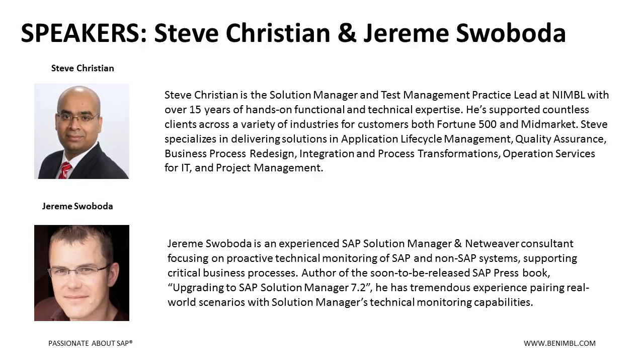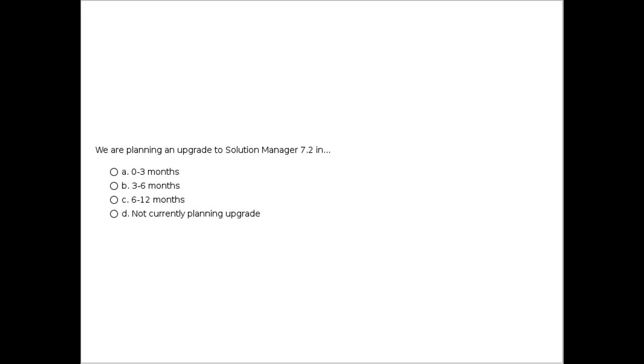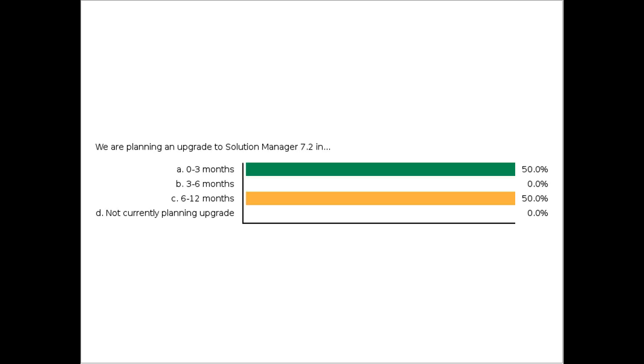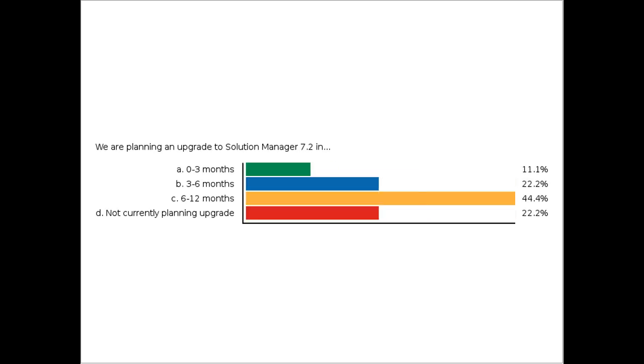Before we begin, we want to get a lay of the land to see where you are with Solution Manager 7.2 and actually with HANA as well. So we're just going to run a couple of poll questions before we start. Our first poll question is, you'll see it, we are planning an upgrade to Solution Manager 7.2 in 0 to 3 months, 3 to 6 months, 6 to 12 months, or we are not currently planning an upgrade.